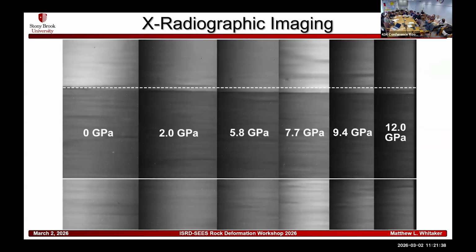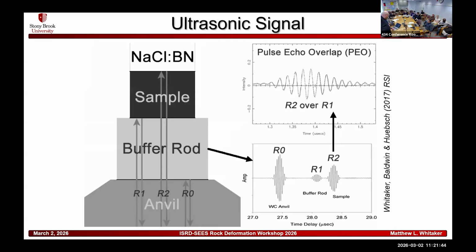This is just showing, as we compress, you can see that the sample is definitely getting shorter. We can send in the ultrasonic signal and see the different reflections. We can use the pulse echo overlap method, where literally we say, hey, here's one pulse, here's another one, and we'll line them up until they overlap each other. And when they do, that's the travel time. So it's actually a fairly simple technique in that sense.